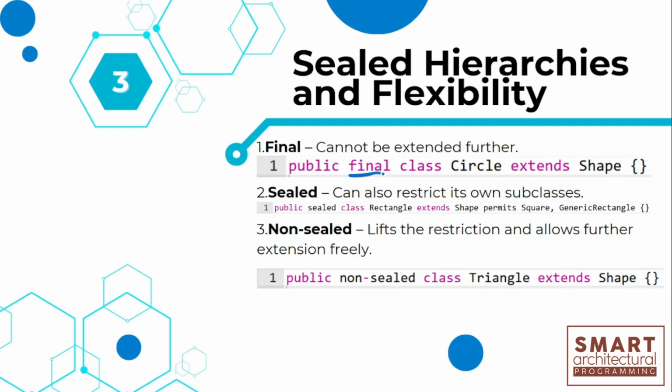Then we have a sealed class that can also restrict its own subclasses. So we have a sealed class and a subclass. A subclass can be sealed, which can further restrict the inheritance for that class. And a subclass can be non-sealed, which basically lifts a restriction and allows uncontrolled inheritance in an object.